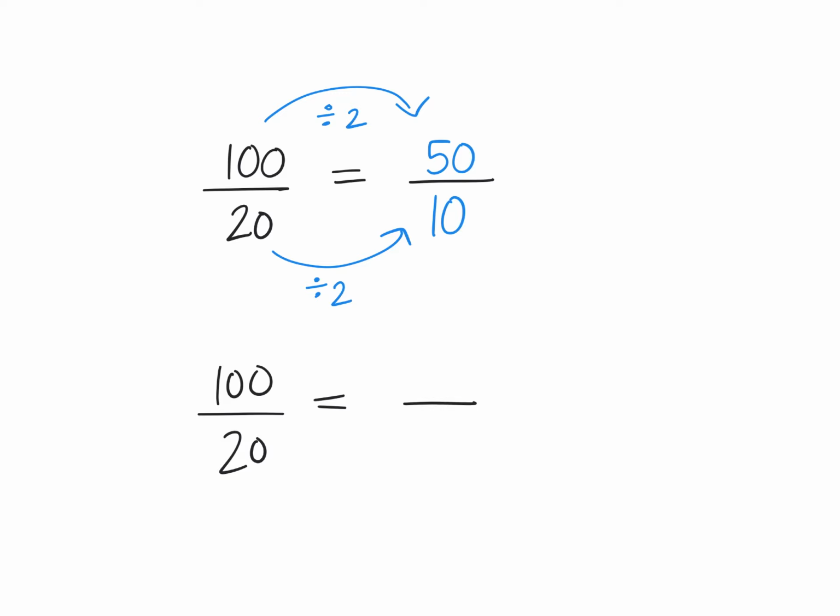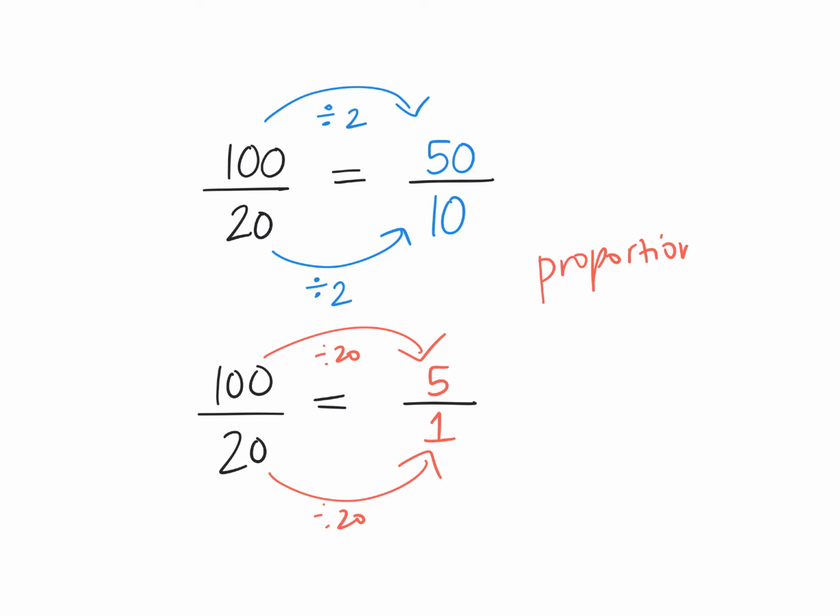Did anyone find this in lowest terms? Yes. If I want to put this in lowest terms, I can divide both of these by 20. What's 100 divided by 20? 5. Excellent. And 20 divided by 20 is 1. You've just created proportional relationships.